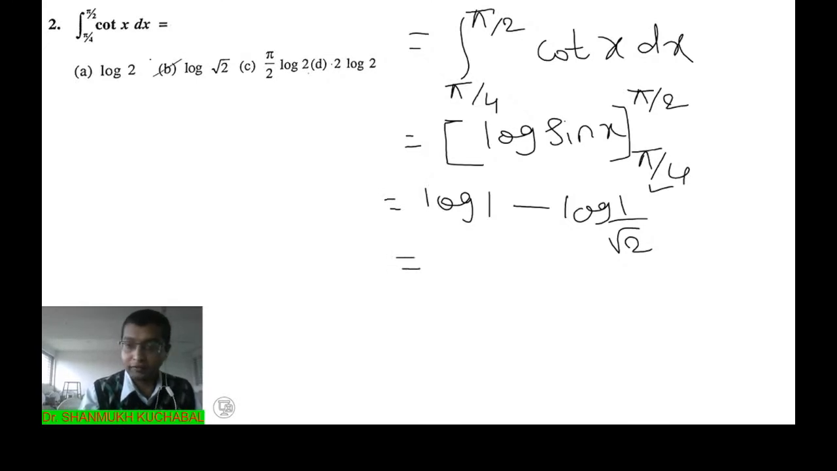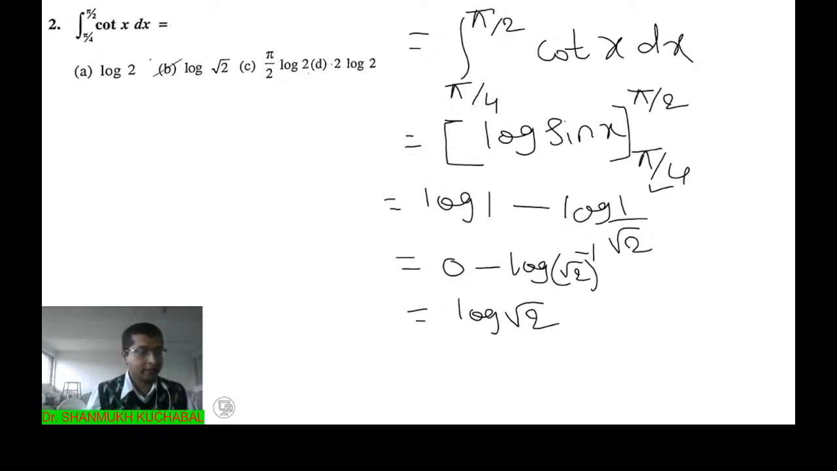Then further we write 0 minus log of root 2 raised to minus 1. Just we have taken an inverse. So using a property of the logarithm function, we can write this as log root 2, since we have to take the minus to that side. So we get log root 2. Therefore log root 2, that is option B, is the right answer. We'll move to our next example.